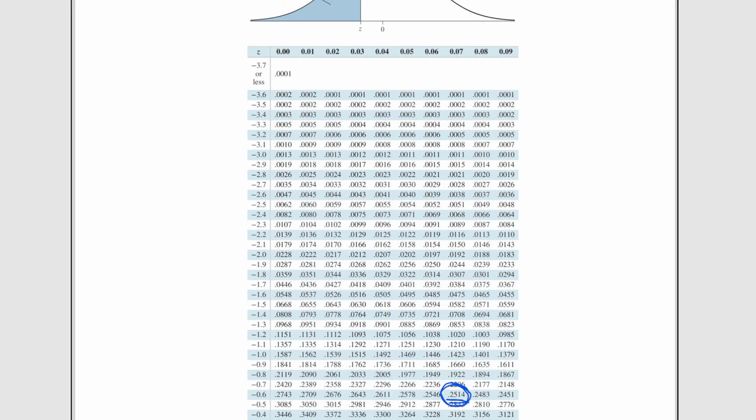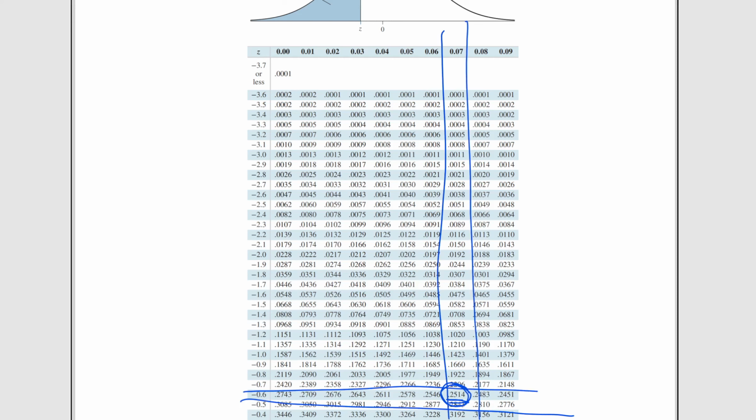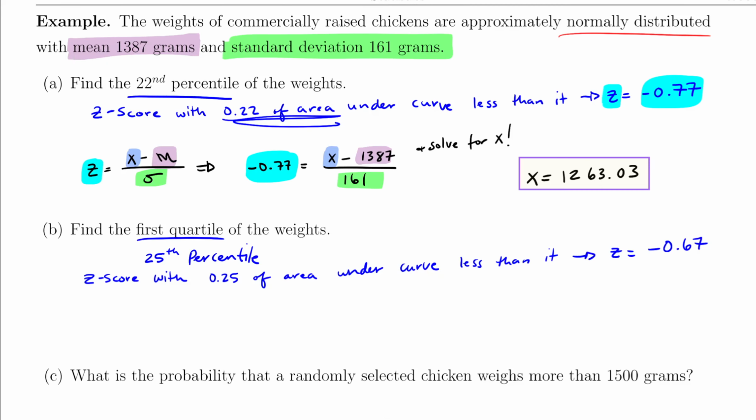Let's find that z-score by looking at the row and column it came from. So it came from the negative 0.6 row, the 0.07 column, so that z-score is negative 0.67. Once we have the z-score, we can set up the formula to isolate and find the corresponding x value that would give us that z-score, given our mean and standard deviation. And we can solve this step by step using algebra, and we can also solve it using our calculator. So we can kind of go through the steps either by hand or in the calculator.